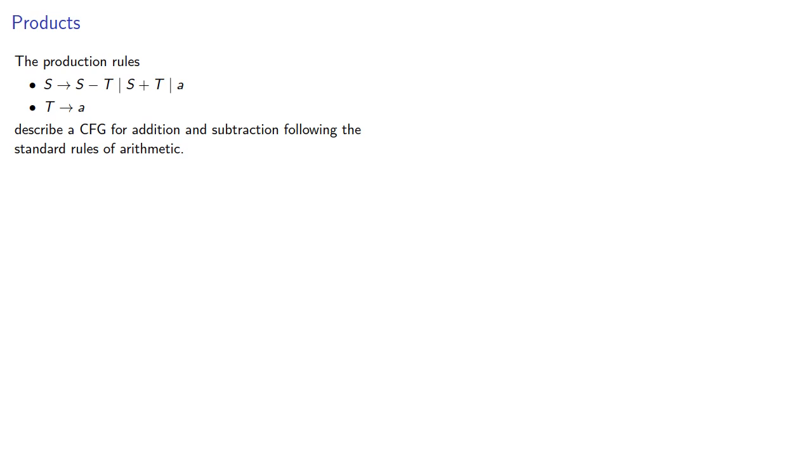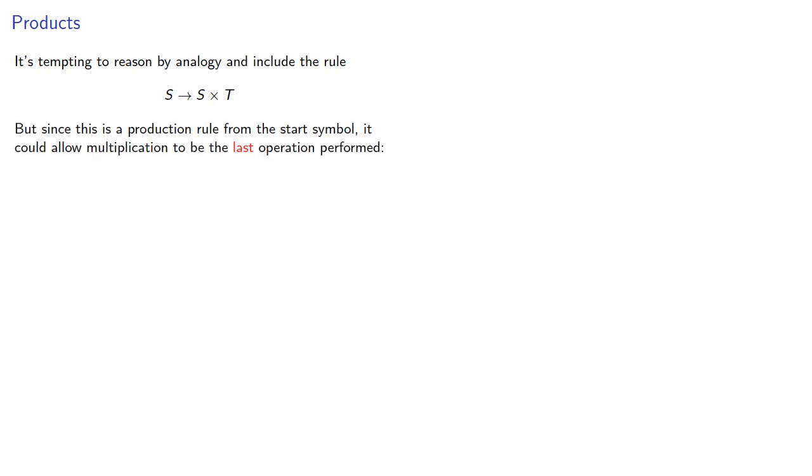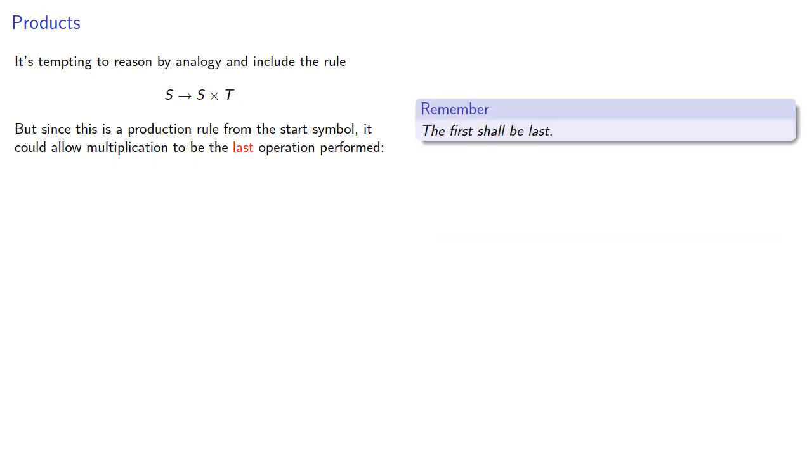The production rules describe a context-free grammar for addition and subtraction following the standard rules of arithmetic. Can we also include multiplication? It's tempting to reason by analogy and include the rule S produces S times T. But since this is a production rule from the start symbol, it could allow multiplication to be the last operation performed. Remember, the first shall be last.